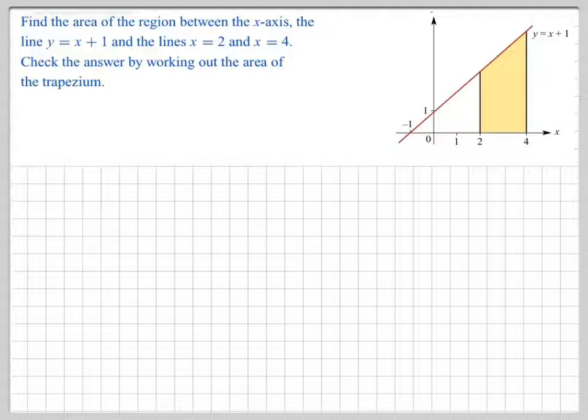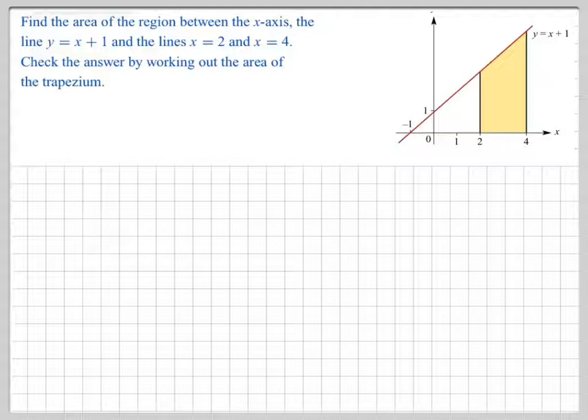Okay, I will explain. We've got to find the area of the region between the x-axis, the line y equals x plus 1, and the lines x equals 2 and x equals 4. And we have to check the answer by working out the area of a trapezium. Well, good gracious me, that'll be fun. So, we're looking at that yellow area, guys. That's what we're looking for.